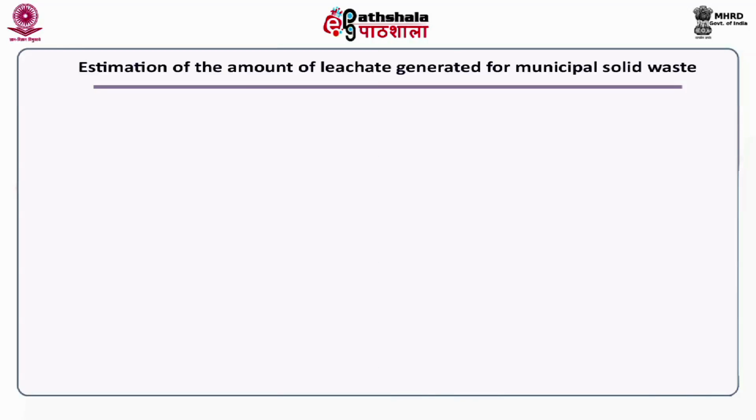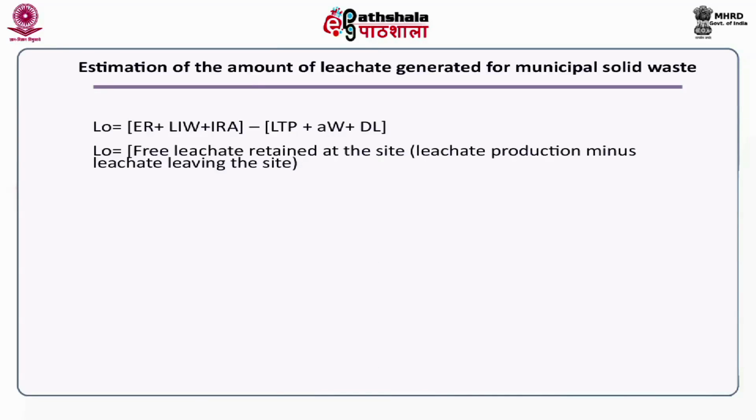Now, there is an equation given here from which you can calculate or estimate the amount of leachate generated, especially for municipal solid waste. L0 = ER + LIW + IRA - LTP + AW + DL. Now, what is L0? That is the free leachate retained at the site. That is nothing but the leachate production minus the leachate leaving the site.